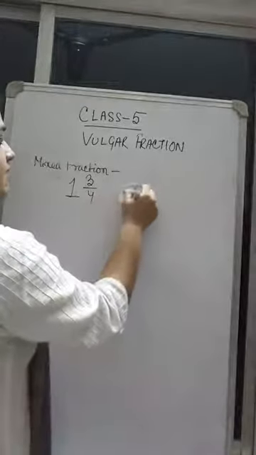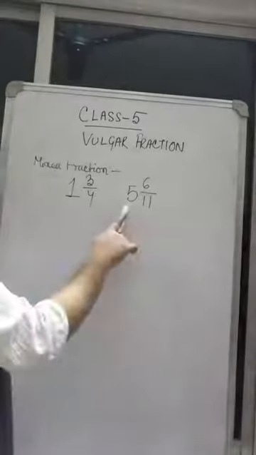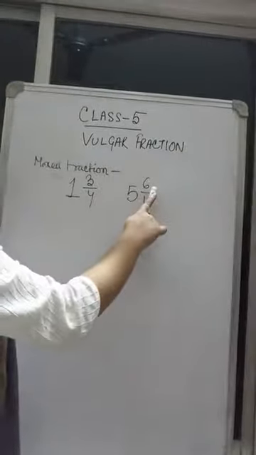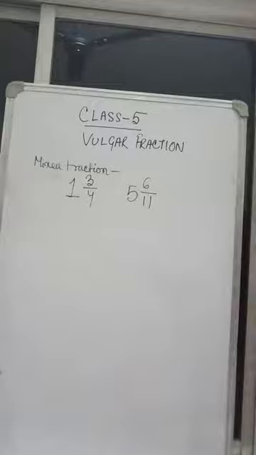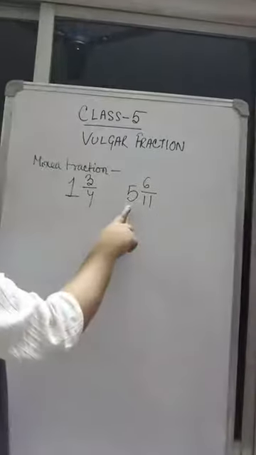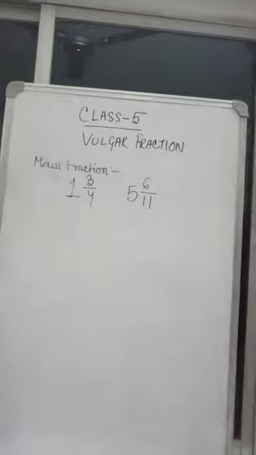Suppose you write 5 6 by 11. That means 5 is the whole number and 6 by 11, this fraction, is written. So the entire thing is known as the mixed fraction. There will be a whole number and a fractional number together, known as a mixed fraction.